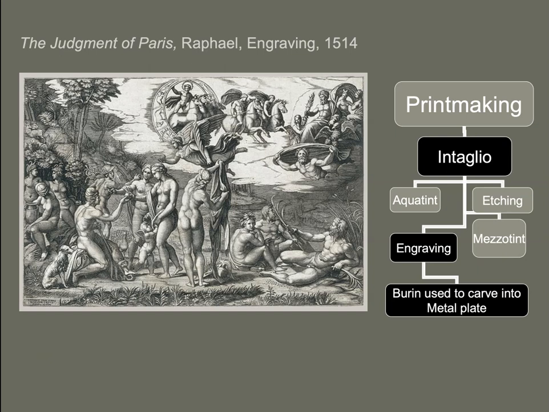This is the Judgment of Paris by Raphael from 1514. And in it, we're seeing him use cross-hatching and hatching to result in different values, which is very similar to drawing. But one of the main differences between printmaking and drawing is that printmaking is going to be an indirect process, meaning the artist is removed from the final image through a step. In this case, it's the carving of the plate, and then that plate is used to create the image, if that makes sense.